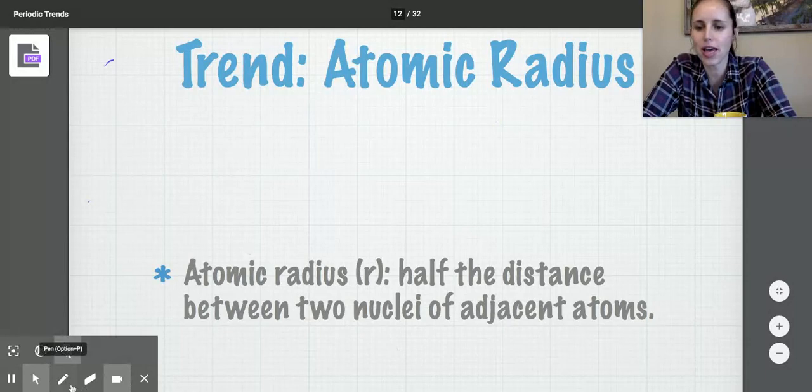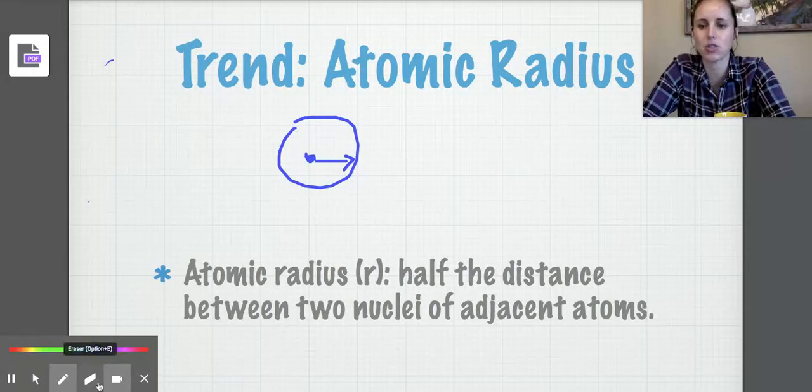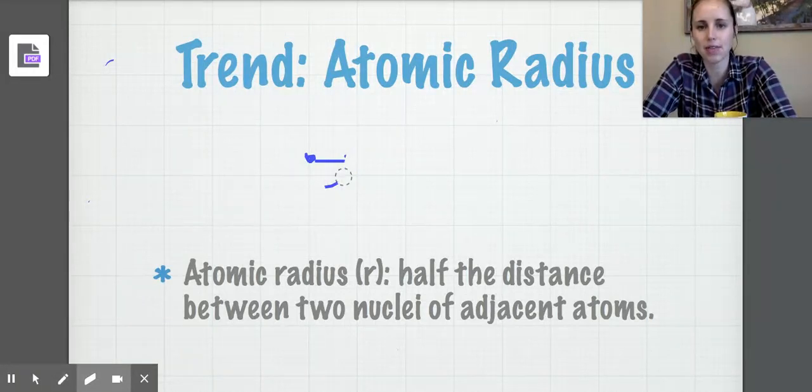So essentially, for an atomic radius, I've got my atom here. Let's say we've got my nucleus. And my atomic radius is essentially going to be this distance here. So it's a measure of essentially how big an atom is going to be. So it's going to give us an indication of atom size.